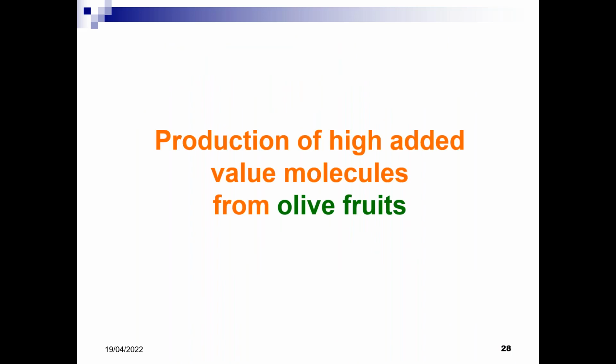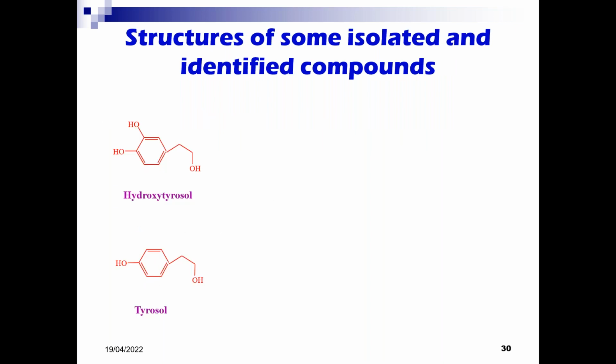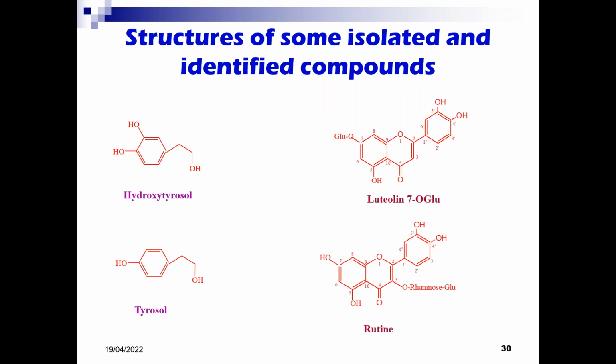Now, production of high added value molecules from olive fruit. 25 phenolic compounds from different families have been identified in the fruit of the Chemlali variety, such as hydroxybenzoic acid, hydroxycinnamic acid, phenolic alcohol, iridoid, and flavonoid. The structures of some isolated and identified compounds: hydroxytyrosol, luteolin 7-O-glucoside, rutin, and tyrosol.